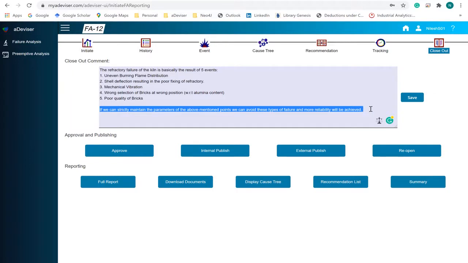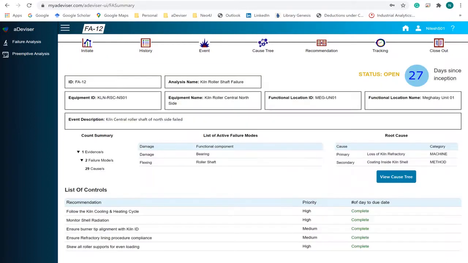If we can strictly maintain the parameters of the above mentioned points, we can avoid such failure and have better reliability of kiln. Once again, thanks to Sawan Jasolia for providing his insight on kiln operation and thanks to Hill Cement team for using A Divisor failure analysis software and methodology for solving their chronic problem.